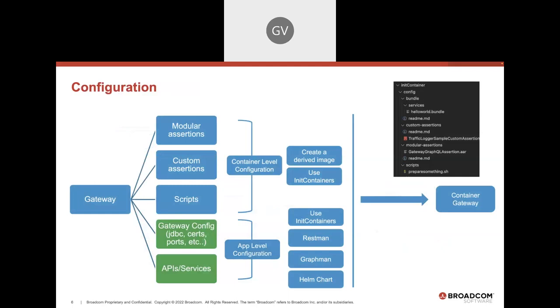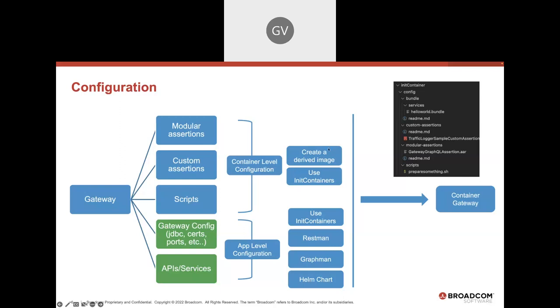So here's a breakdown of the configuration for our init container. We have container level configuration. With that, we have modular assertions, custom assertions, and scripts. I'll show you on the init container examples. There's a breakdown of exactly where each type of file goes. It's a very easy structure to follow. It works with a flag in the gateway Helm chart, so I'll show you how to enable that, as well as how to build an init container that you can use in this context.